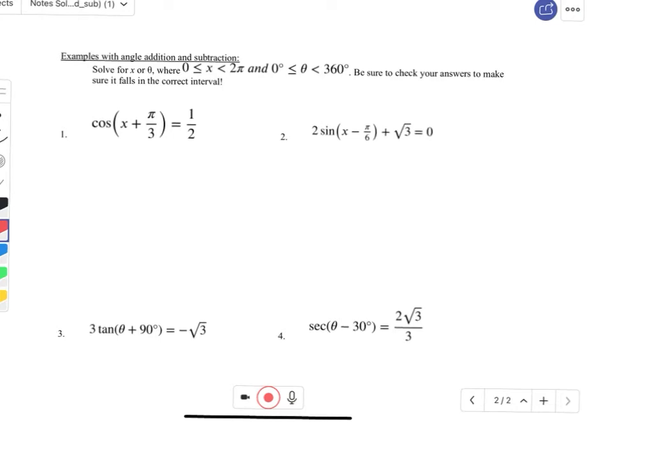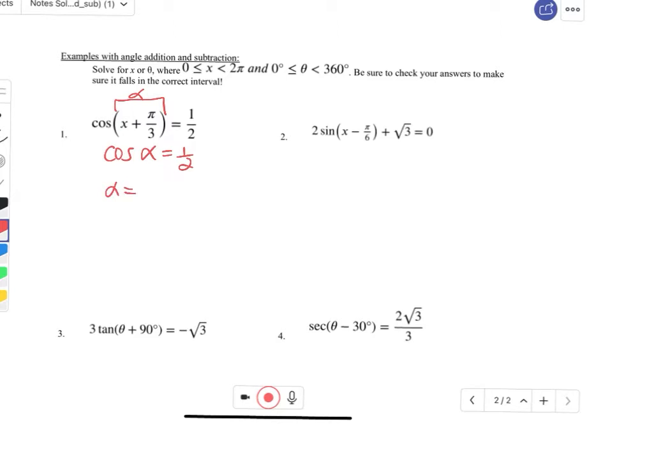So number 1 is already isolated for you. If you want to use a let statement, we're going to replace this parenthesis with alpha. Cosine of alpha equals 1/2. So then we can say, what are my solutions for alpha?